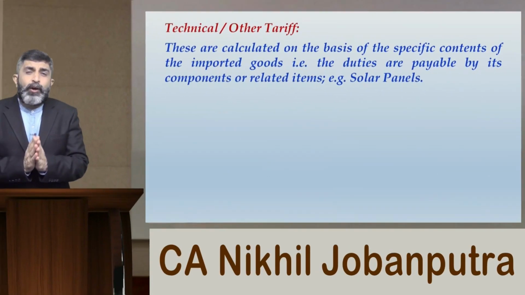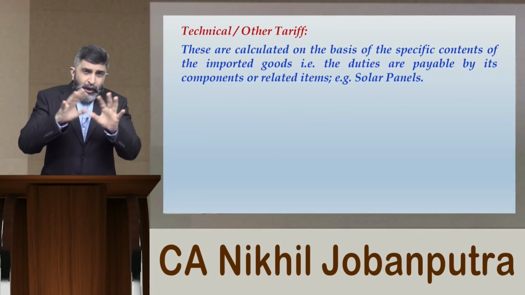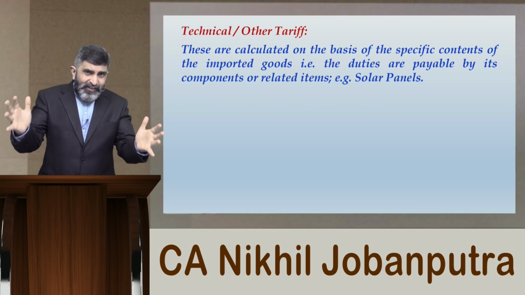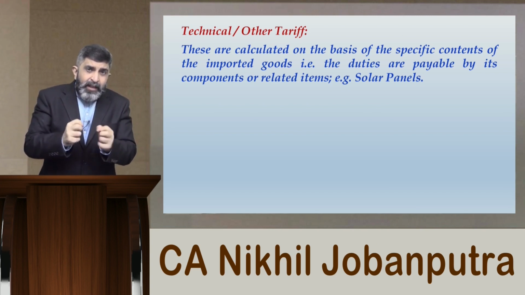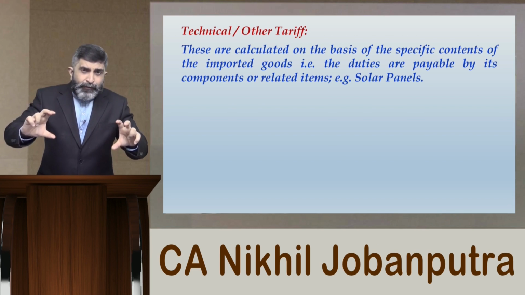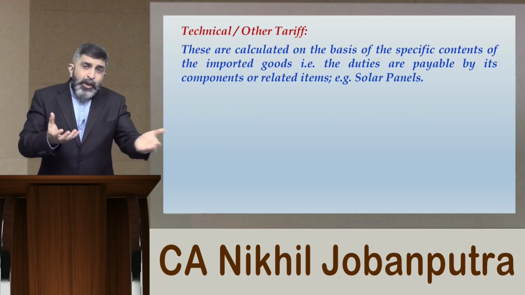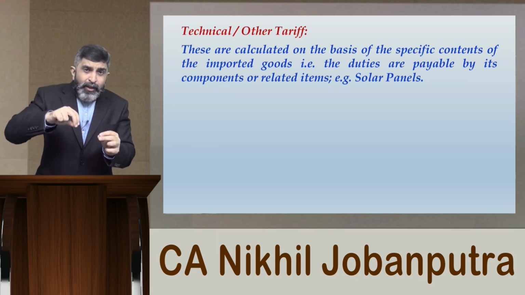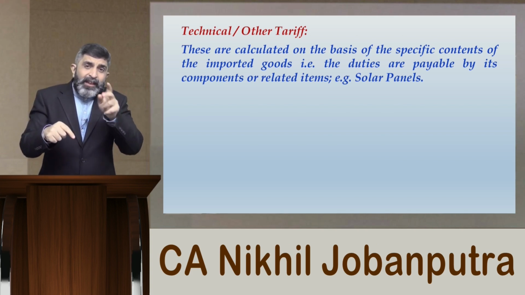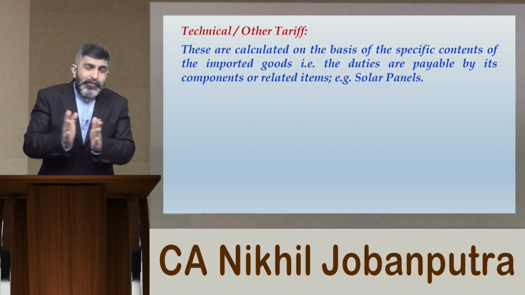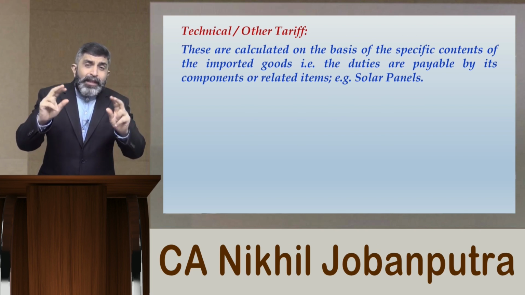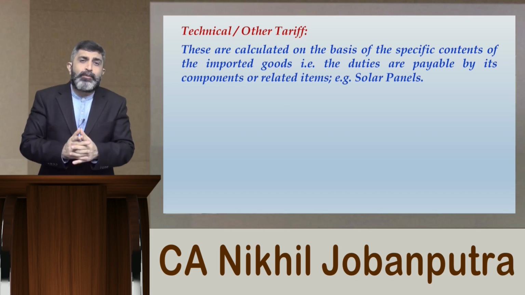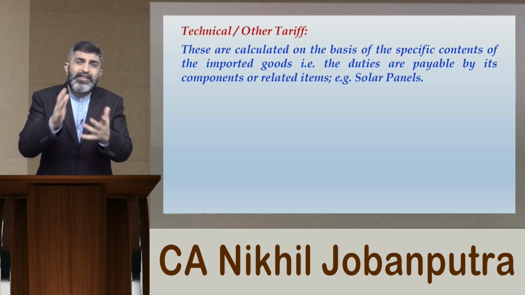So what happens in case of solar panels? If you could see, solar panels comprise basically two components. One is the panel itself, which absorbs the sunlight, and the other one is the battery part of that, which is getting charged because of solar energy. So batteries are levied at a different rate. On the other side, the panel itself is chargeable at a different rate. That means different rates of duties are applied on different components of the imported goods. That is what we call technical or other type of tariff.